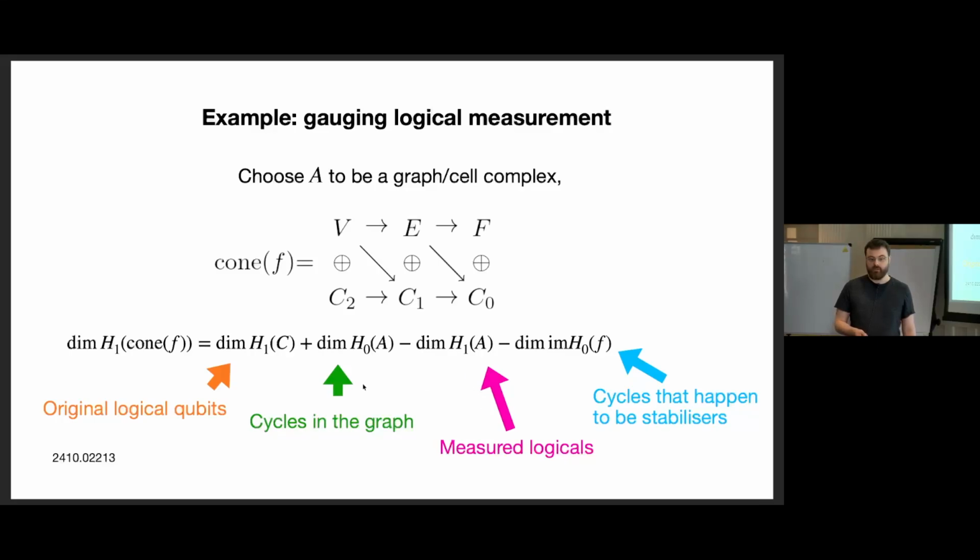And then Isha talked quite a lot about how it's very important to gauge out the cycles in your graph by adding faces. The reason for this is because these can add new elements to your homology space and therefore add new logical qubits. And you also have a term on the other end, because sometimes, broadly by coincidence, some of these faces or cycles happen to be stabilizers anyway of the cone code. So this is how you can portion up the thing that Isha was saying into something a little bit more algebraic.